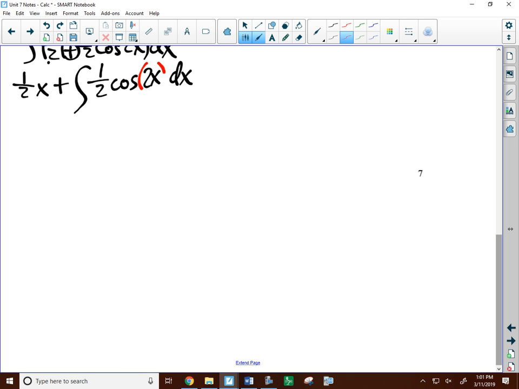Now there is an inside, right? I didn't put parentheses there, I can. But the inside is 2x. Right? 2x and cosine together, that's the composition. So I will let u be 2x. This will work, so you can write it u equals 2x. So then we always do the derivative. U prime, or I write du, the derivative with respect to u, is 2 dx.